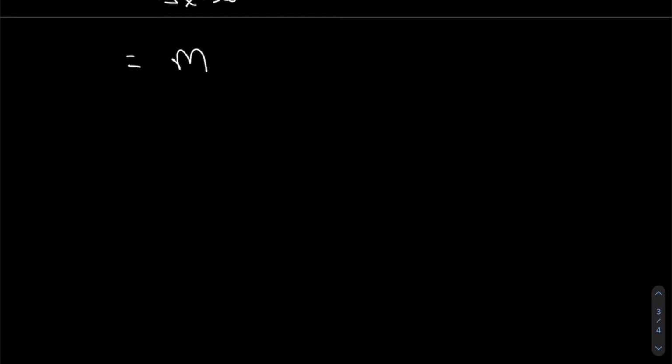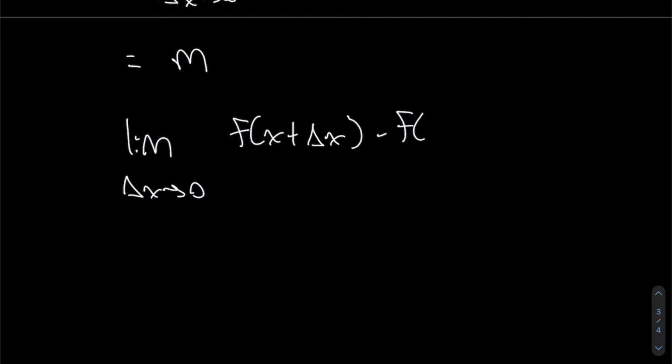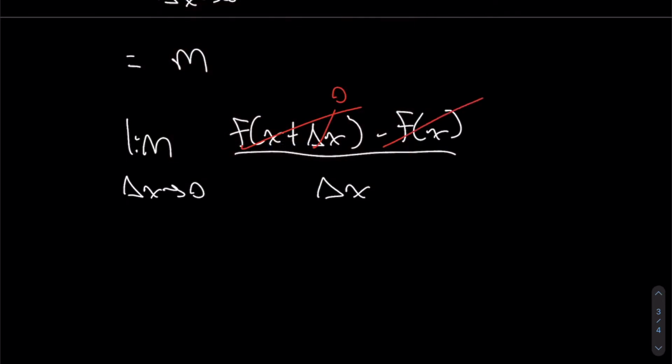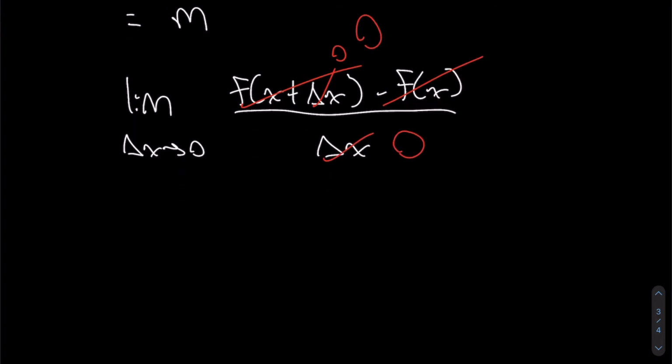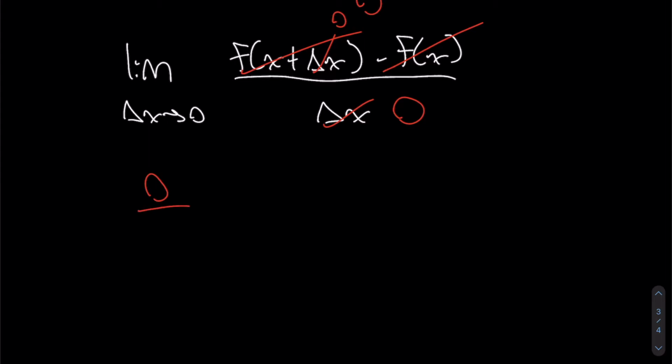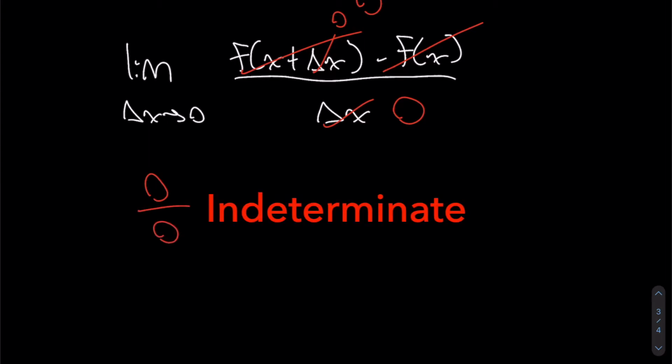Now if you don't understand what limits are, this whole thing with limits, basically at one point you're trying to plug in delta x equals 0, because delta x is approaching 0. But the problem is, if you just plug in delta x equals 0 right away, well then this will become 0, and this will be f x minus f x, so that'll cancel, that will be 0, and the bottom will also be 0. So you'll have something like 0 over 0, which is indeterminate.